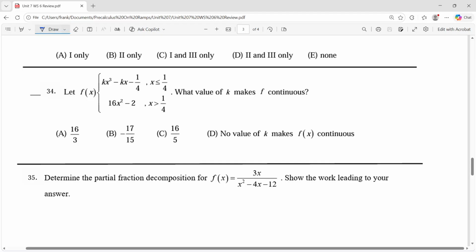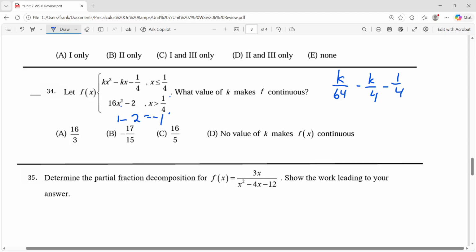So let me see, I'm going to try to do this so I have enough room. I'm going to put 1/4 in for x. So 1/4 cubed is 4 times 4 is 16 times 4 is 64. So it's k times 1 over 64 minus k times x, which is k times 1/4, which is k over 4 minus 1/4. And this one, if I put in 1/4, 1 over 4 squared is 1 over 16. 16 times 1 over 16 is 1 minus 2 equals minus 1. So that one at x equals 1/4 is minus 1.